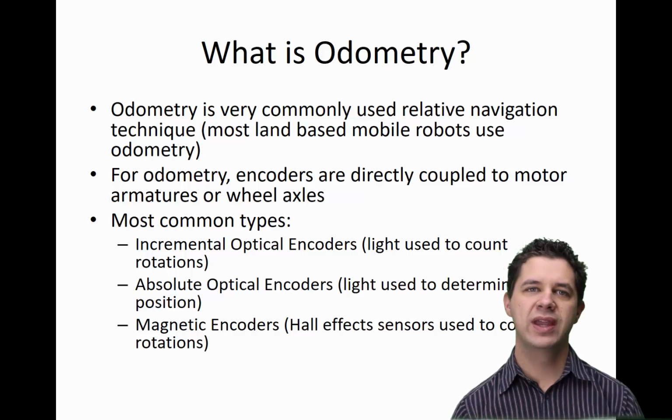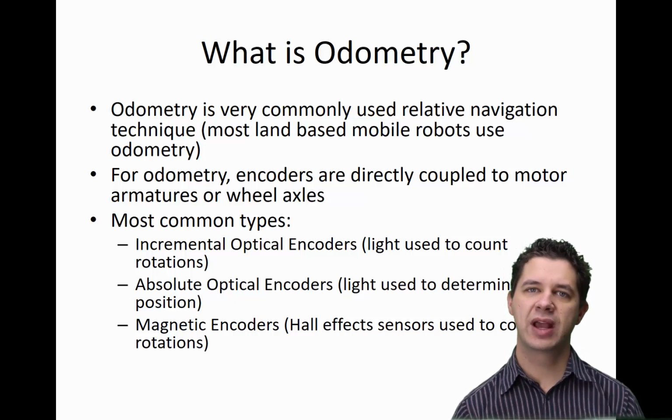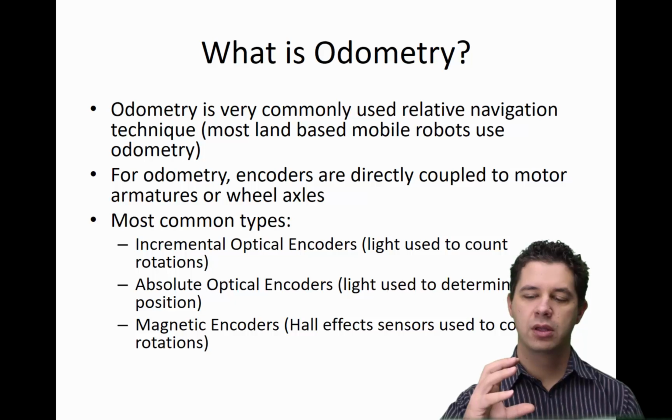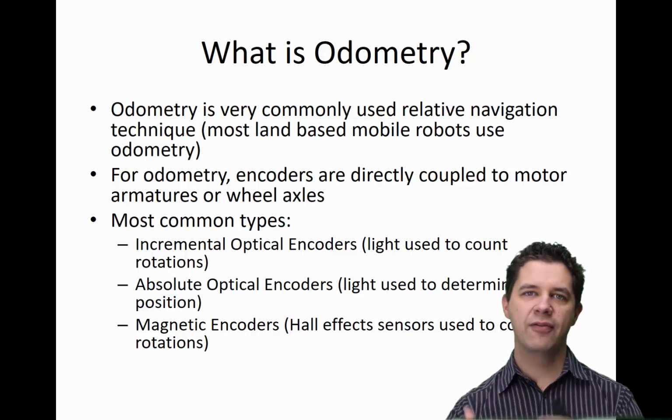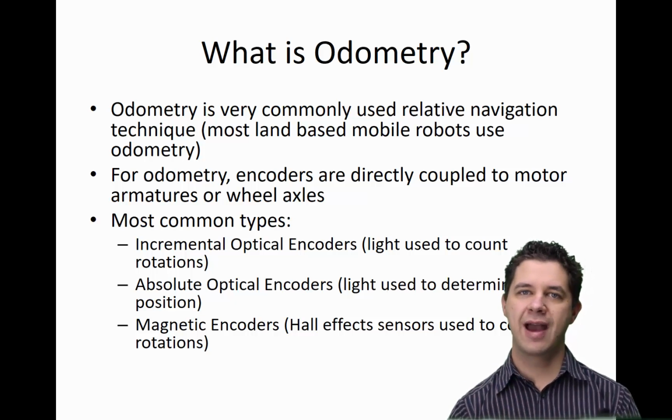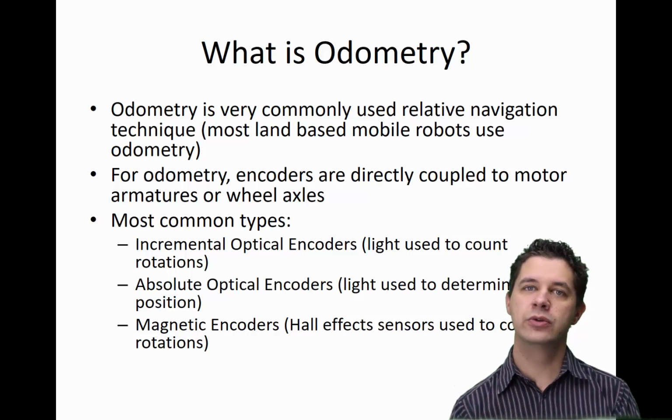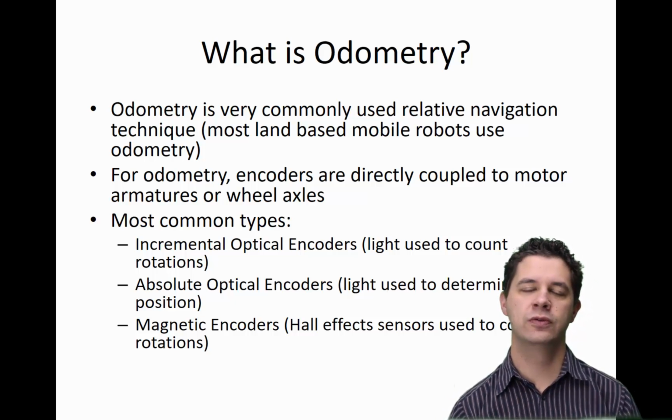Essentially what we do, we couple some encoders either directly to the motor armatures or the wheel axes or some sort of a motor shaft, and based on those encoders we can work out how far each of the wheels has turned. If we know how far each of the wheels has turned and we know the size of the wheels, we know how far the robot's actually moved.